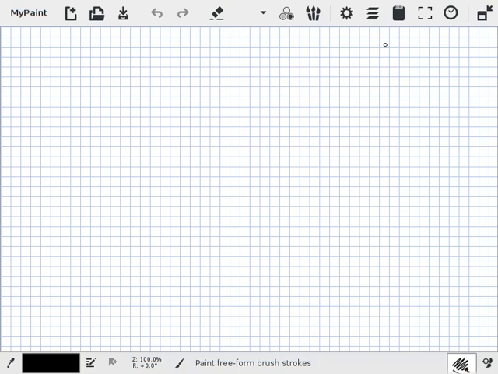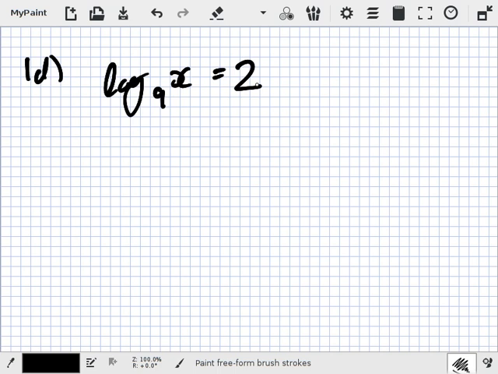Okay, so the first question here, I'll just do a random example, we'll say 1D. So you have log base 9 of x equals 2. My question here is, what values of x can you use? So Michelle, if you look at this one here, what values of x could I use? Or in other words, what values of x am I not allowed to use? Whichever way you want to think about it. Can I or can't I use them?